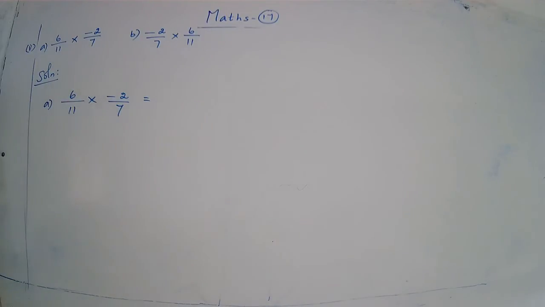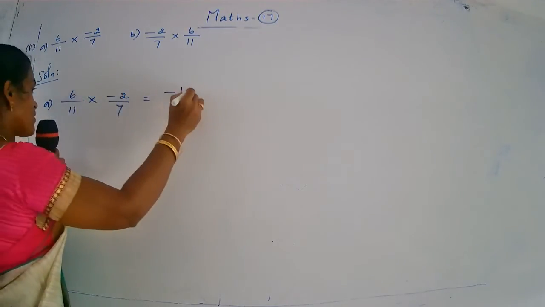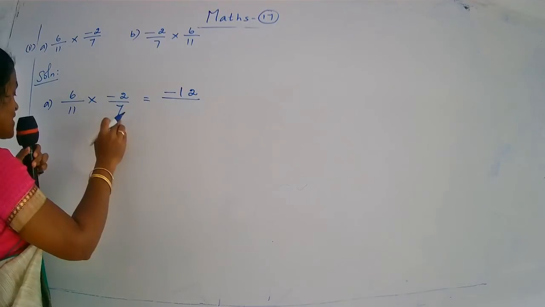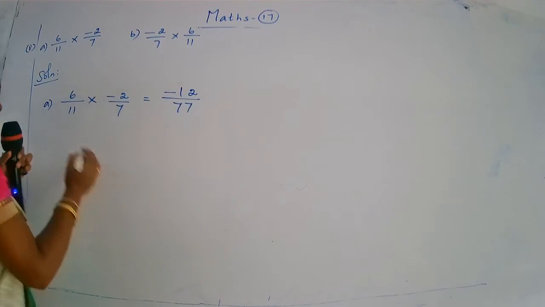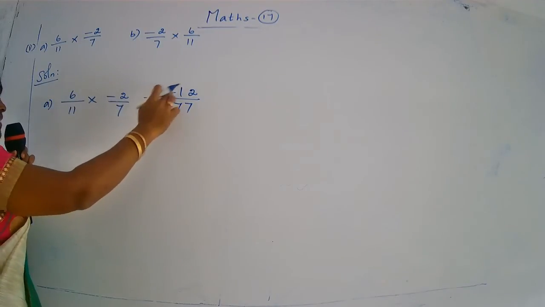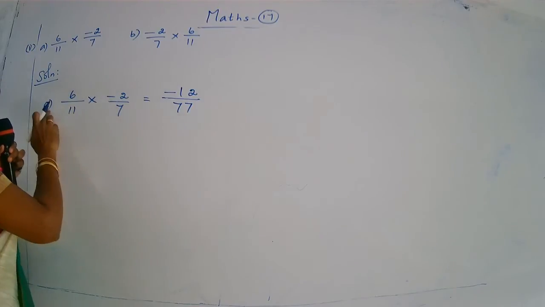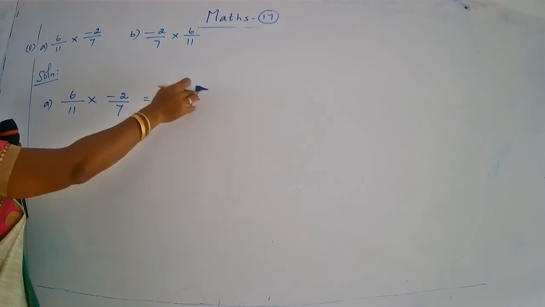Now you compare the answers. These two answers are same. One answer is minus 12 upon 77 and B part answer is minus 12 upon 77. These two answers are same. So A part and B part are equal. Therefore, 6 upon 11 into minus 2 upon 7 is equal to minus 2 upon 7 into 6 upon 11. Okay, children, clear? Yes. Now the sixth one, A part.